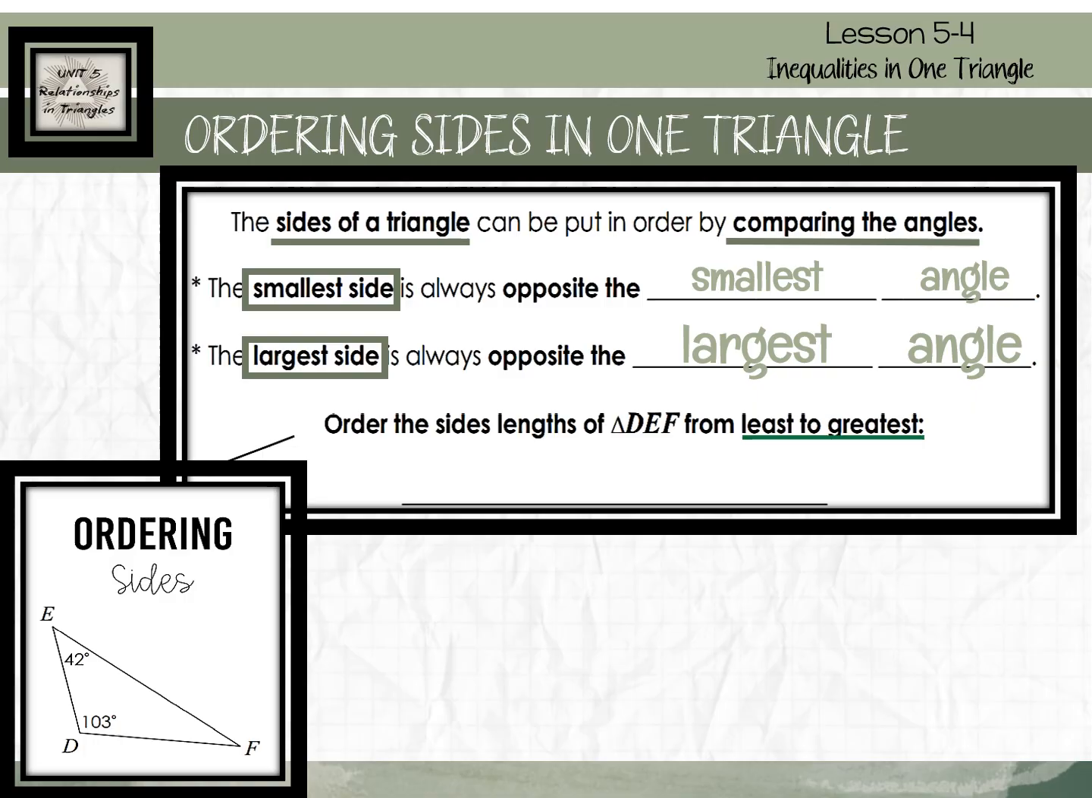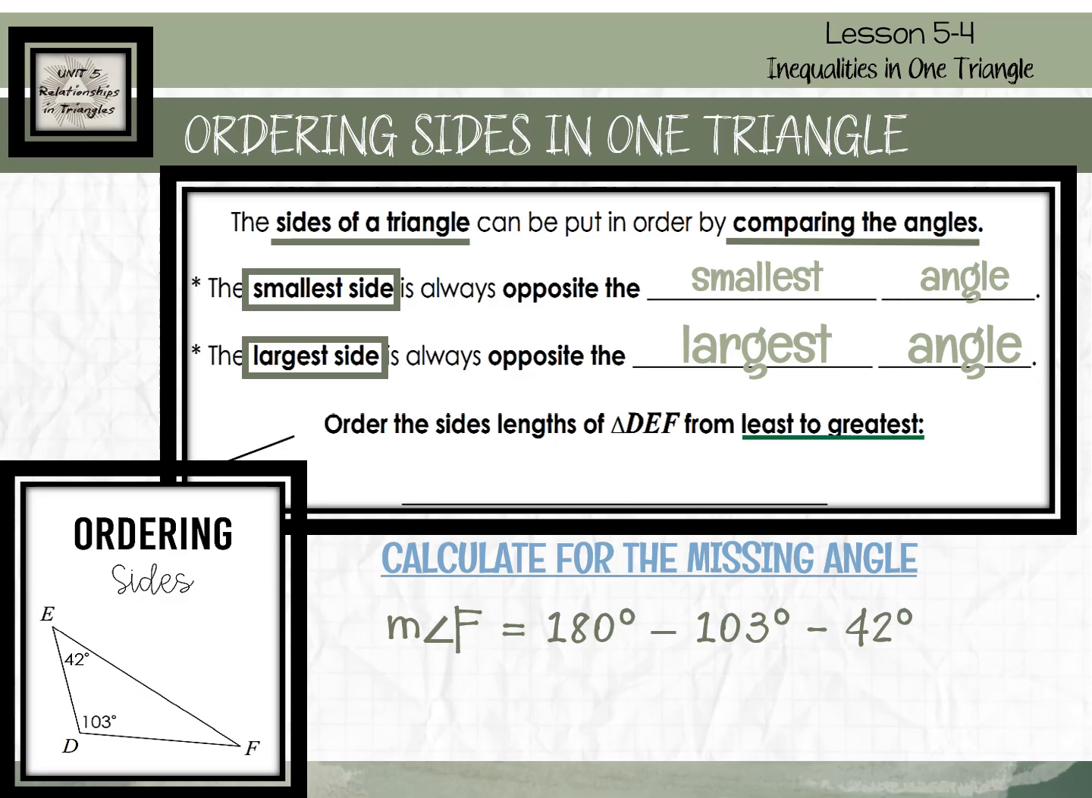Ooh, we need all three angles. We don't have all three angles, but we know the triangle angle sum theorem, so we can find the third angle. You need all three. So 180 minus 103 minus 42 gives us the measure of angle F, and the measure of angle F is therefore 35. Put it in the picture.